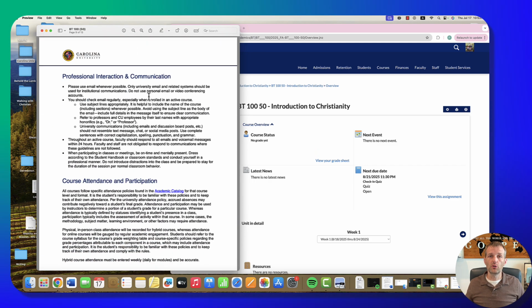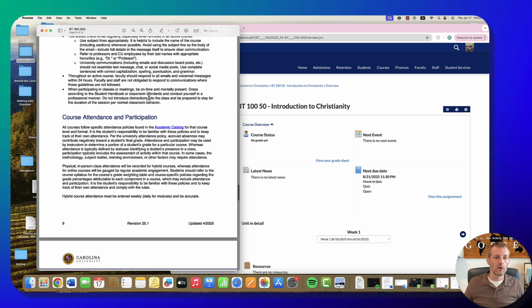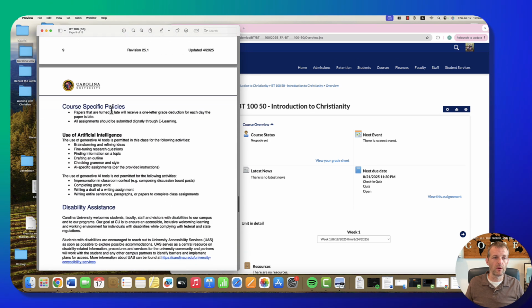Please feel free to email me at any time, even in the middle of the night, and I will get back to you as soon as possible. Here is the section on course attendance and participation that you need to make sure you're familiar with.